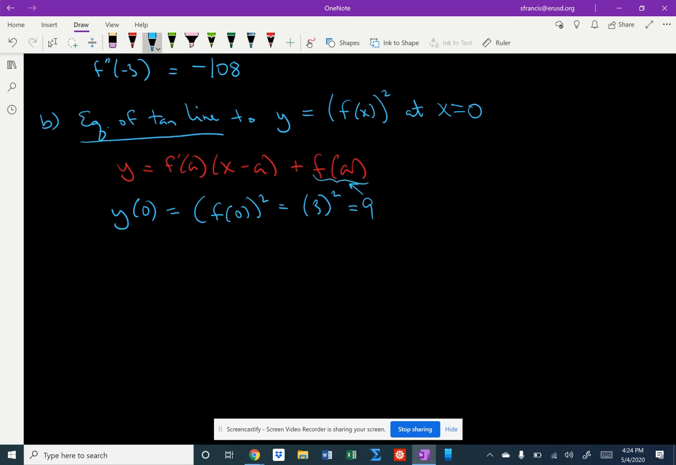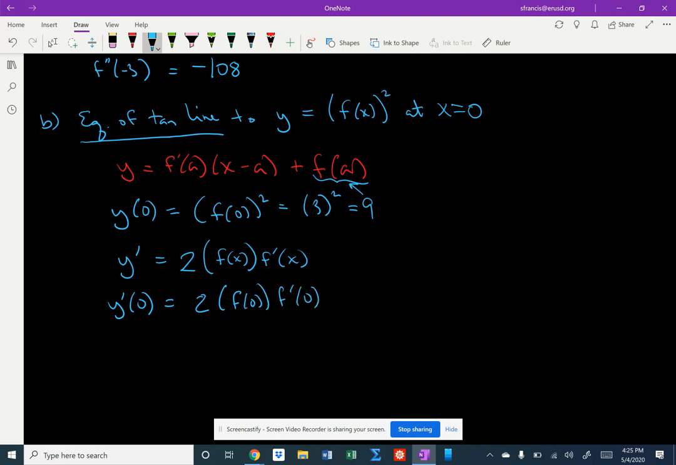Now, we just need to find the slope because we know a is 0. So I need to take the derivative. So I need to find y prime. And we can find y prime by just applying the chain rule and moving forward from there. So the outer function is the square function. The derivative of x squared is 2x, or 2 times something, in this case 2 times f of x, times the derivative of the inner function, which is just going to be f prime. And so y prime of 0 is going to be 2 times f of 0 times f prime of 0.